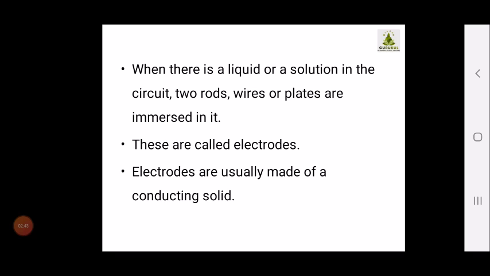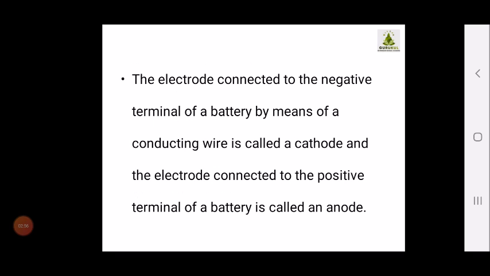When there is a liquid or a solution in the circuit, 2 rods, wires or plates are immersed in it. These are called electrodes. Electrodes are usually made up of a conducting solid. The electrode connected to the negative terminal of the battery by means of a connecting wire is called the cathode, and the electrode connected to the positive terminal of the battery is called the anode.